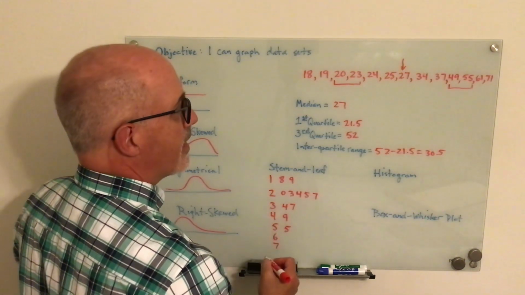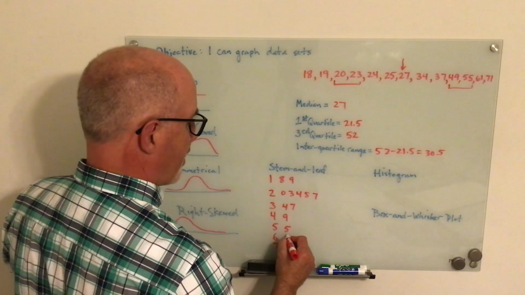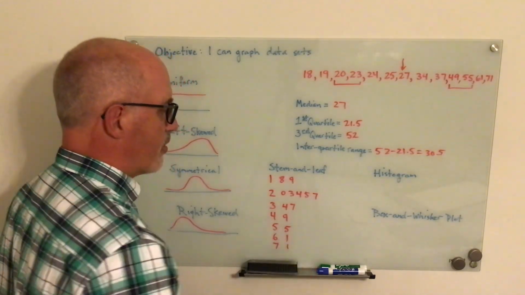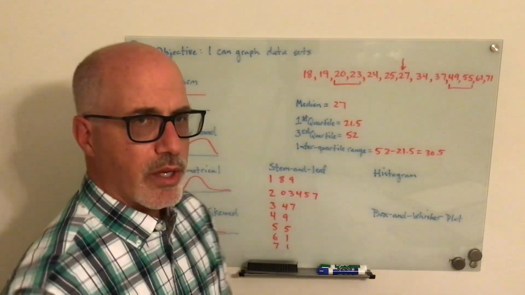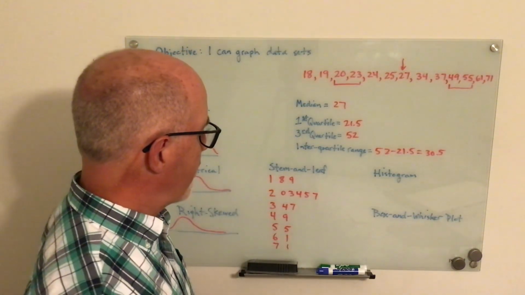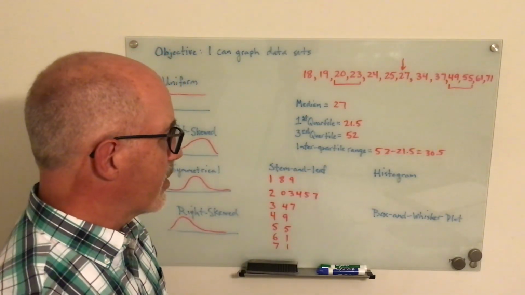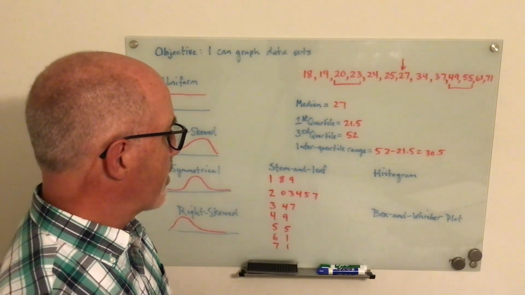61 would just give us, after the 6, a 1, and 71 would also be a 1. So notice that this one's going to have a tail going in one direction because it has a lot of numbers over on that side that go off in a large direction. So that would be a stem and leaf.